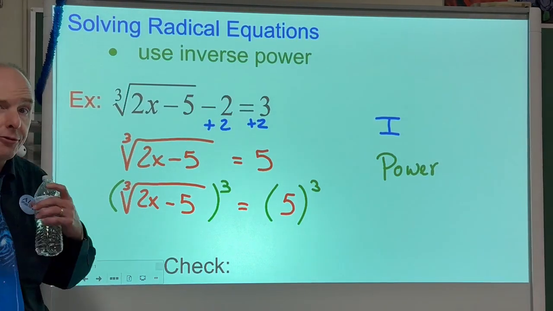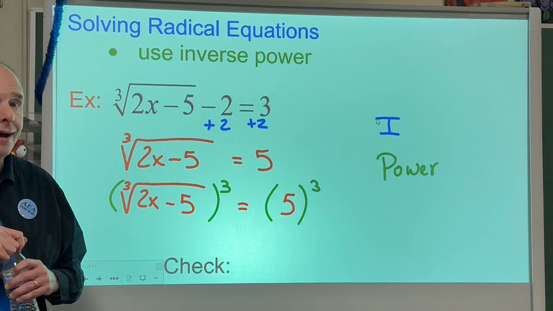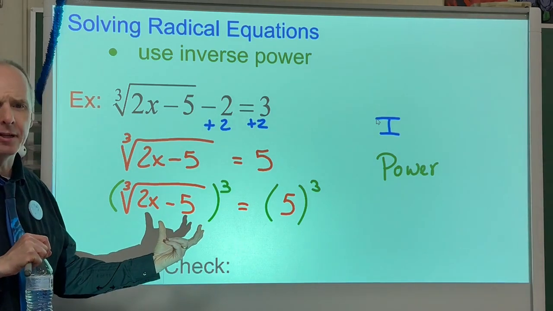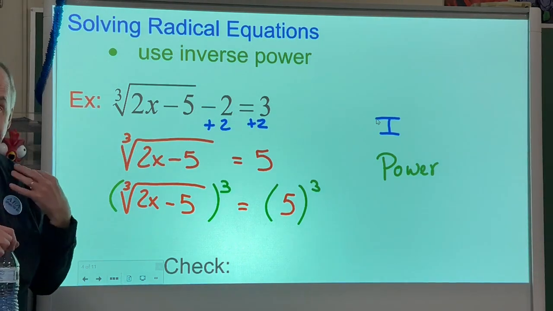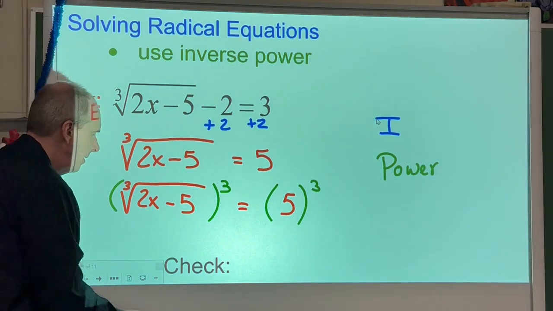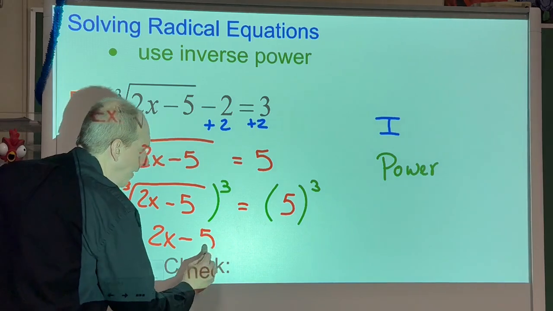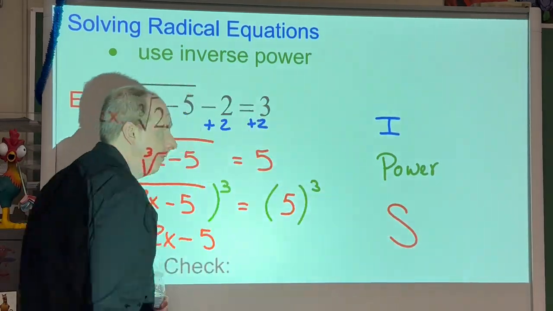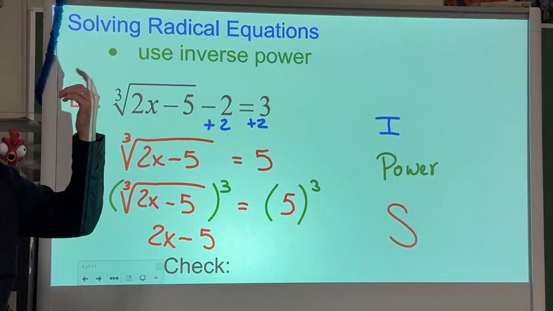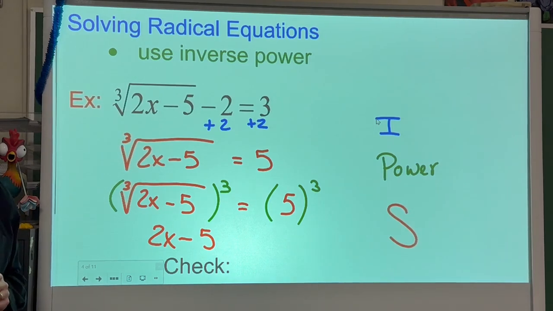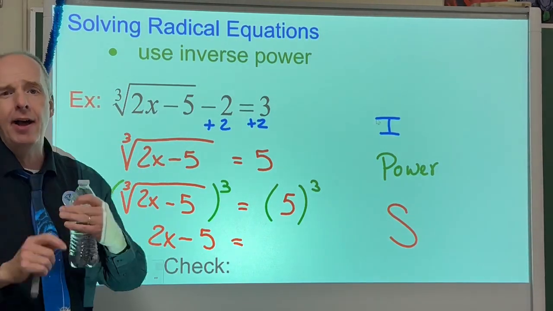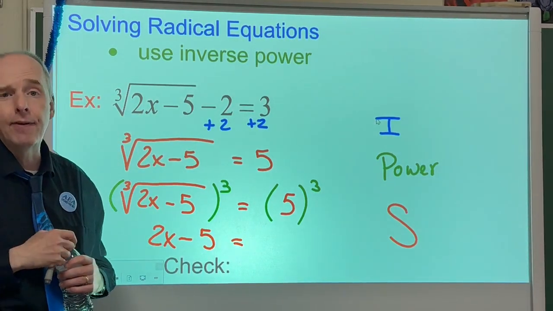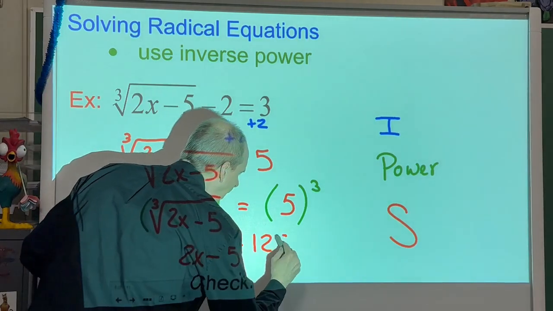Now, I'll do one side, you do the other side. Are you catching on that this side is simply going to be 2x minus 5? When you have a cube and a cube root, they cancel each other out. They're inverses. So this is 2x minus 5 as I try to solve. IPS, not ISS. We're moving up to the isolation, power, solve. Calculator, 5 cubed. 5 times 5 times 5, or use your little exponent key. 5 to the third power, 125.